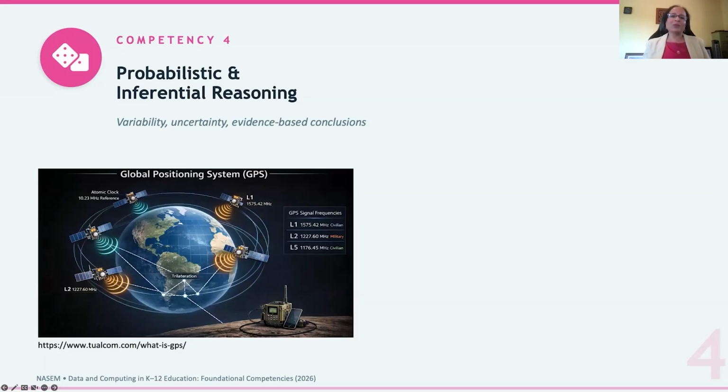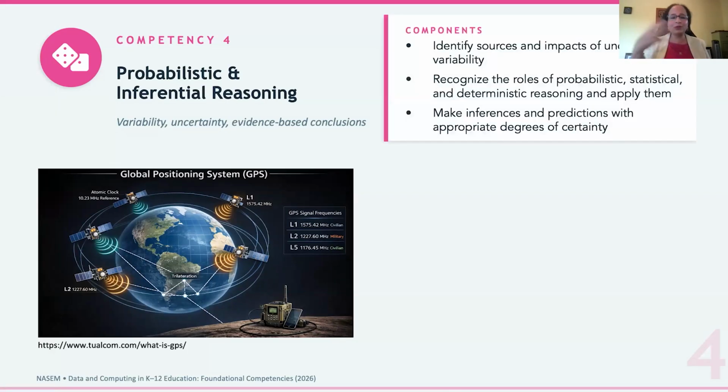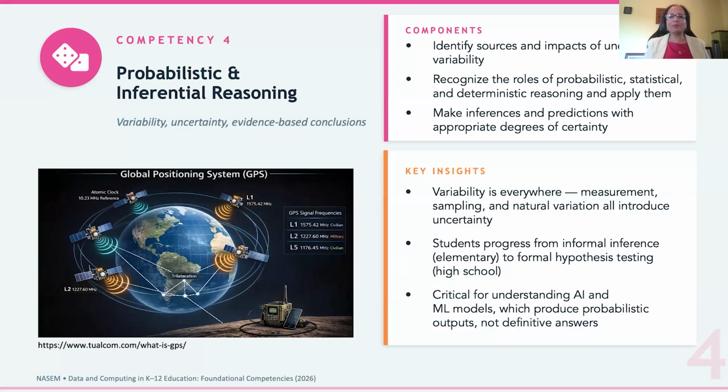Competency 4 is an interesting one. It's a skill that humans use daily, probabilistic and inferential reasoning, and often without realizing it. But it's also one that is sort of the least well taught currently. And I think this is the one that benefits most from AI literacy efforts. It's especially critical now to understand machine learning and generative AI, because these are systems that produce output based on probability. So again, three components.